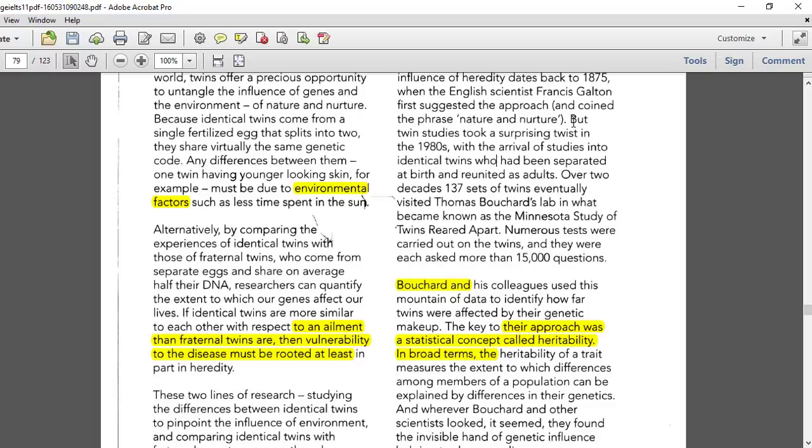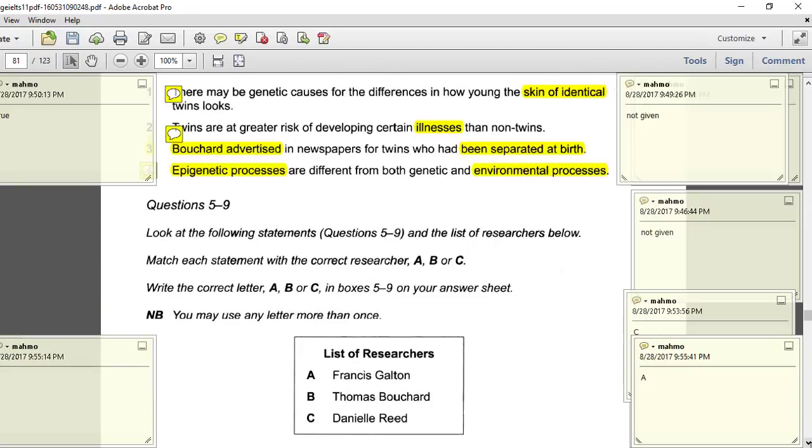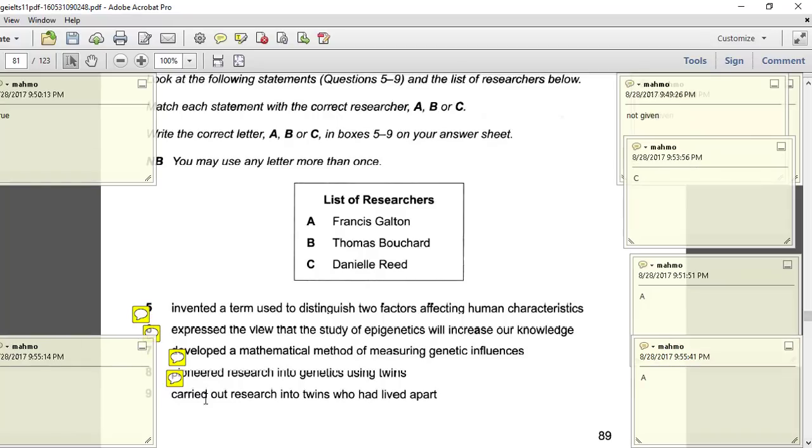I think the passage here is pretty tricky. Twin studies took a surprising twist in the 1980s with the arrival of studies into identical twins who had been separated at birth and reunited as adults. 137 sets of twins visited Tom Bouchard's lab to become the Minnesota study. Now the one who did this is Bouchard, not Galton, because Galton was in 1875. Of course, he did not live until the 1980s to carry out this research. The one who did this was Bouchard. So, what is the number of this question? Number 9 is B.